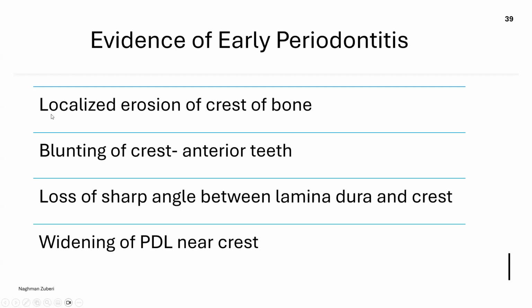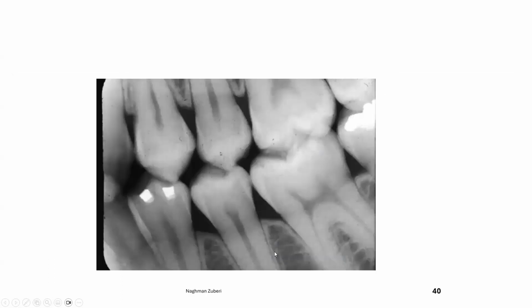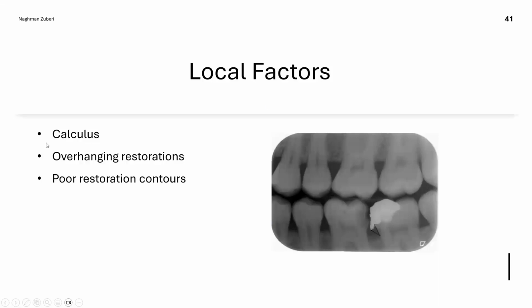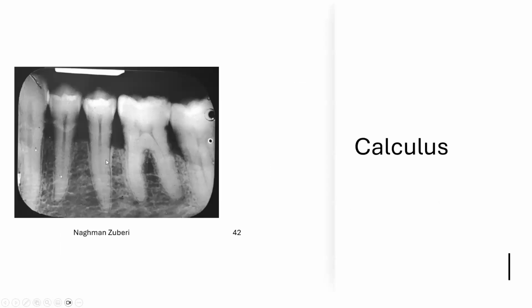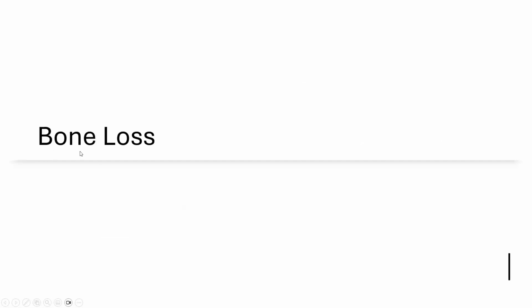Evidence of early periodontitis: there will be localized erosion of the crest of bone, blunting of the crest in the anterior teeth, and loss of sharp angle between lamina dura and the crest. There will be widening of the periodontal ligament near the crest as well. Local factors like calculus, overhanging restorations, and poor restoration contours can also be seen. Calculus can also be seen on the X-rays. Bone loss can also be seen on the X-ray.